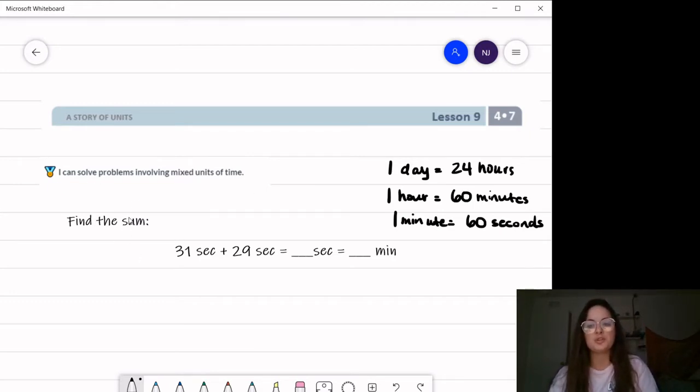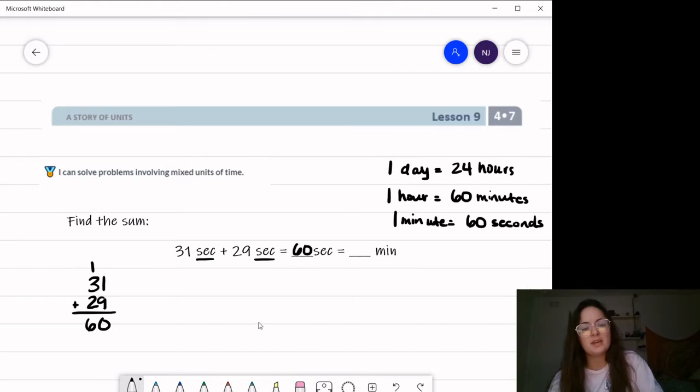Okay, so for the first problems, we're going to be finding the sum. So that means we're going to be finding the answer to an addition sentence. So we've got 31 seconds plus 29 seconds. I've got seconds on both sides of my addition sign, so I can go ahead and add because my units are the same. I'm going to do that off to the side. Remember, we don't always have to do mental math. If anything, your teachers are going to want to see your work off to the side. That's what we want to see. We don't want to just test our limits with memory. I want us to be showing our work. So 31 seconds plus 29 seconds is 60 seconds.